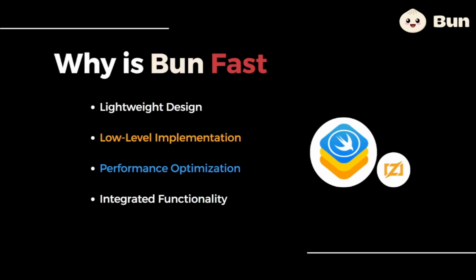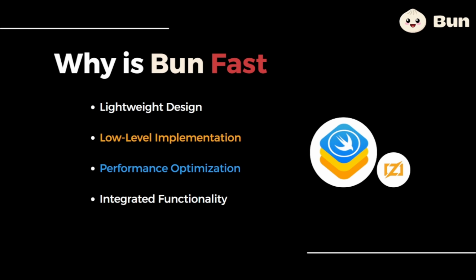So I can conclude why Bun is so fast into the four bullets here. First is the lightweight design. Bun is designed to be lightweight, resulting in a smaller code base and reduced resource requirements. This optimized design allows Bun to deliver better performance in terms of both speed and memory usage compared to another runtime.